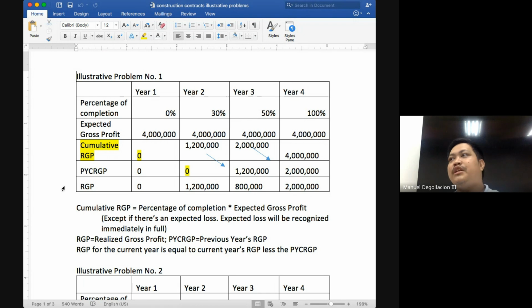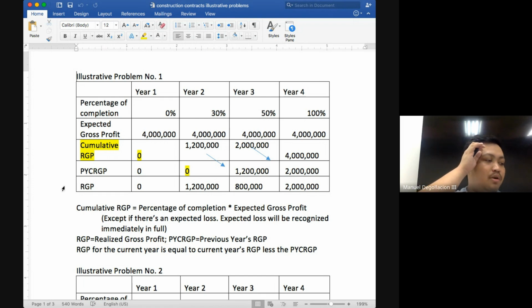But will you be reporting profit of 2 million in year 3? No, because the 2 million is for the entire life of the contract. And in the previous year, you have already reported 1,200,000. So how much additional profit are you going to report this year? Just 800,000. But at this point, how much profit have you already reported? 2 million. But what is the question that will be asked in the problems? The RGP for the year. And the answer for year 3 would be 800,000.